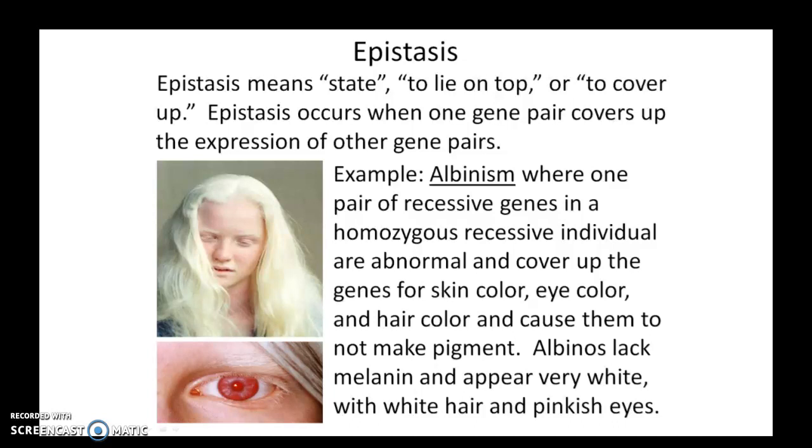So you end up not getting pigment. That's why people with albinism typically have white hair, and they say pink eyes. You'll see that more so in rabbits. But people with albinism have typically super light blue eyes and very light skin as well.